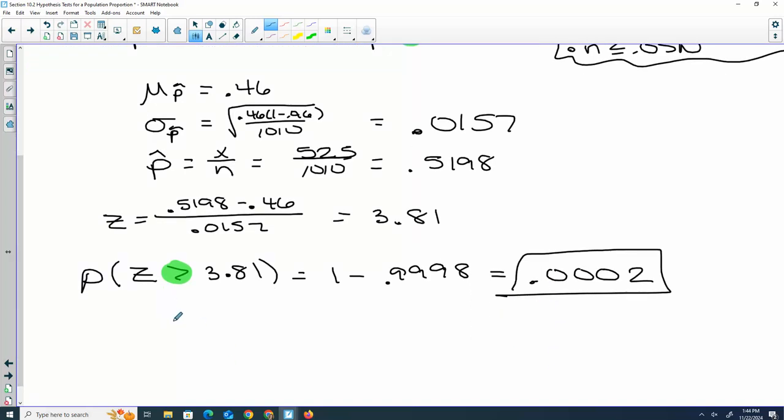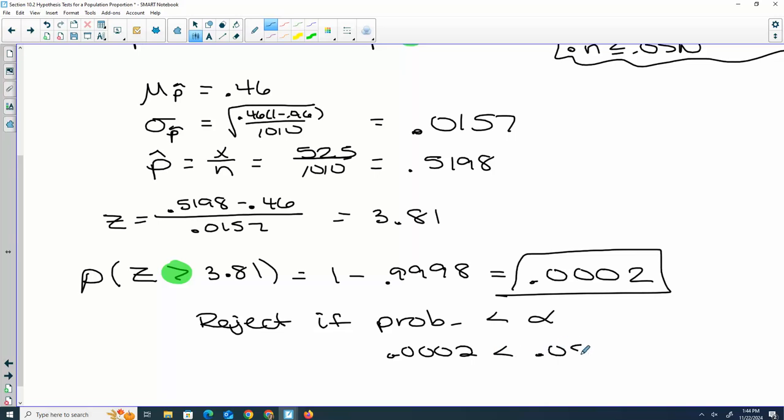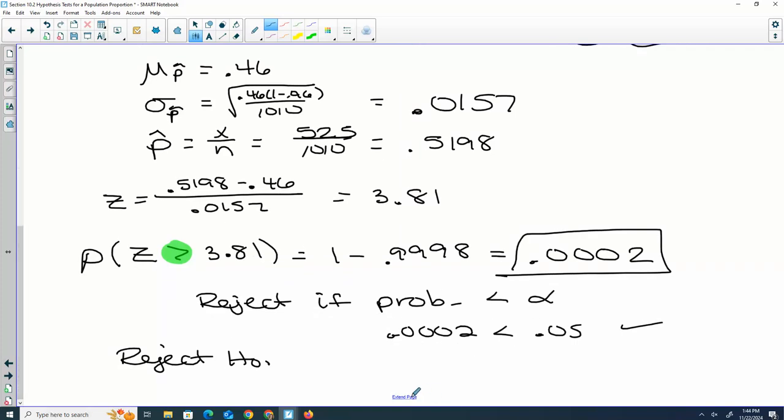Remember, reject if your probability is less than alpha. My probability is 0.0002. What was alpha in this problem? 0.05. Is it less than alpha? Yes. So what that means is we reject the null hypothesis.